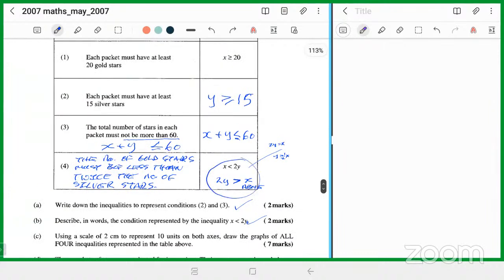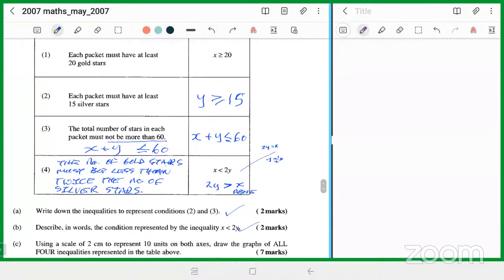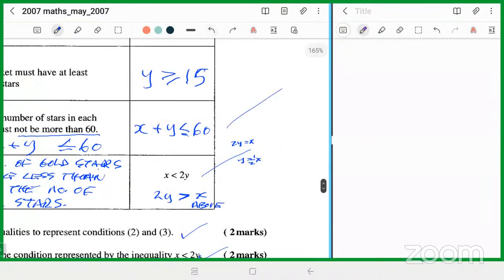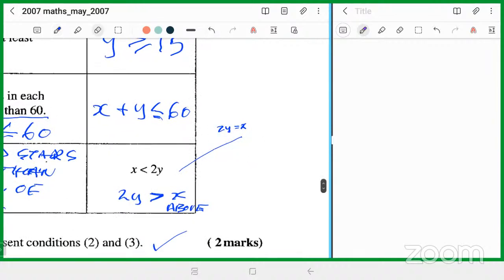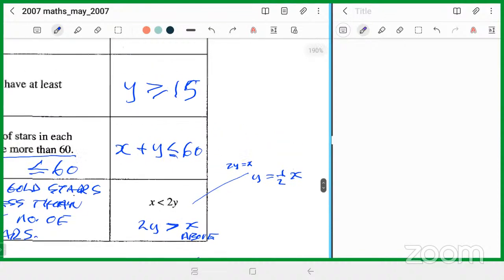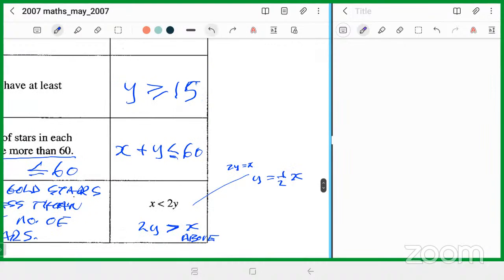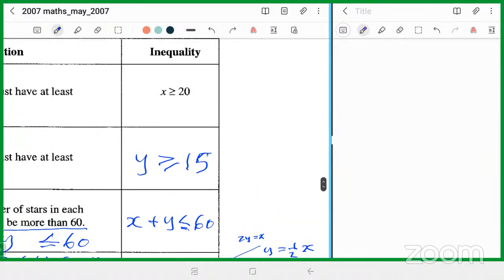Just to recognize that when you draw the line for this inequality, which is 2y equals x, it's going to slope up like that with a positive gradient, which is the same as y equals half x. That's the line that you want. And it passes through the origin as well. You have to go above this line. The region that you want is above this line. And you're combining, right? We know that this one will be below the line x plus y equals 60. This one will be above the line y equals 15. This one will be above the line x equals 20.